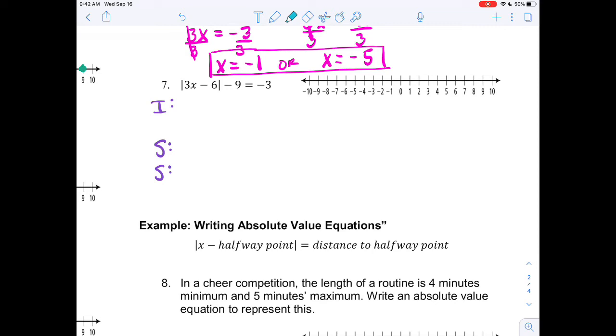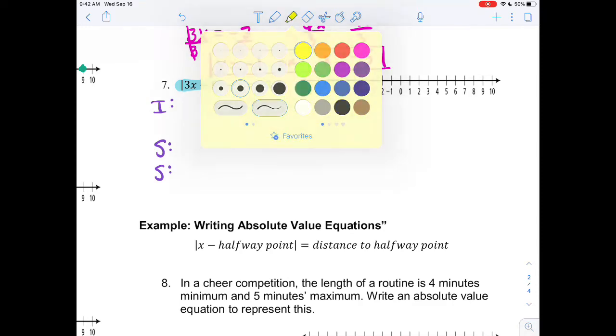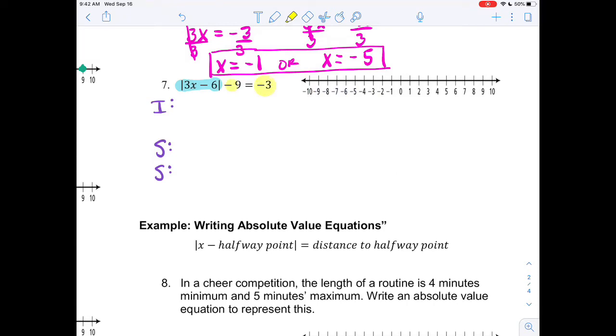Let's try one more problem where we have to do the isolate step. So again, here's our absolute value of 3x minus 6, and then we have a minus 9 and a minus 3 that we need to combine. So we will go ahead and add 9 to both sides, leaving me with the absolute value of 3x minus 6 is equal to 6.